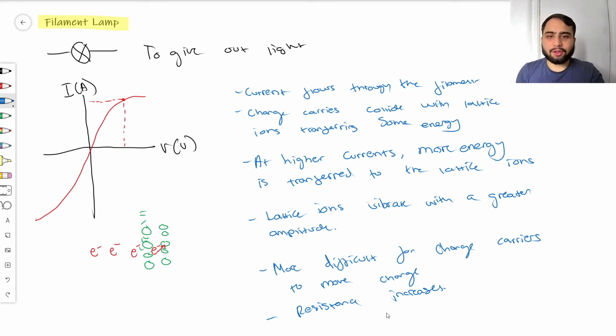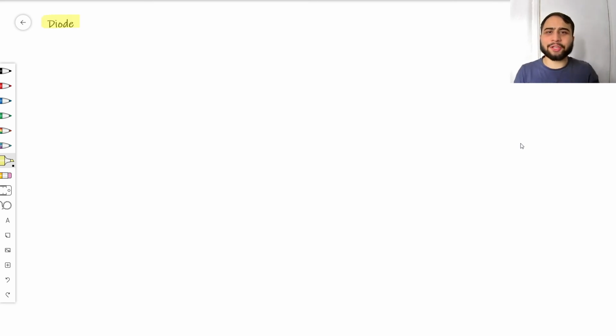Now, although this does look like a lot of different points, if you work through the logic, if you apply all the different bits of physics you know to a filament, you can definitely work through this in the exam. I hope you understand that. Now let's have a look at what you could argue is the simplest component of the other two, a diode.